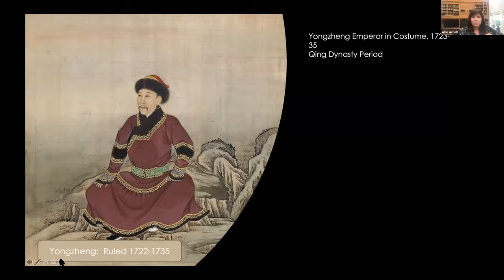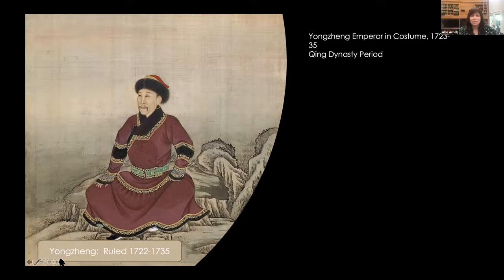The next ruler we're going to be looking at ruled for a shorter time than the other two, but he was so interested in ceramics of the past, and he was a scholar. And so we see during his time frame a kind of revitalization, a looking back to the ceramics of earlier times. And so some of that production is quite amazing.